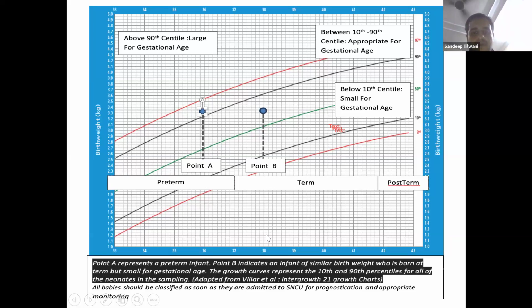Whereas if you take the example of point B, it is actually wrongly plotted. But if it is again plotted at 2.4 kgs, and this time the baby is born at a gestational age of 38 weeks, then the weight of the baby is coming below the 10th centile. Now the baby is born at 38 weeks, which means the baby is actually a term baby, but his weight is 2.4 kg, that is less than the 10th centile. So this baby is an SGA, or small for gestational age, baby.